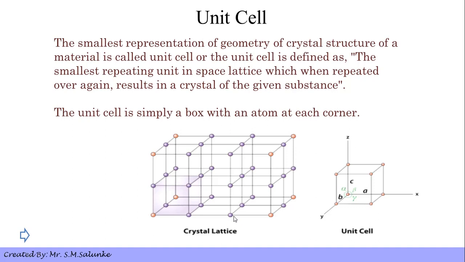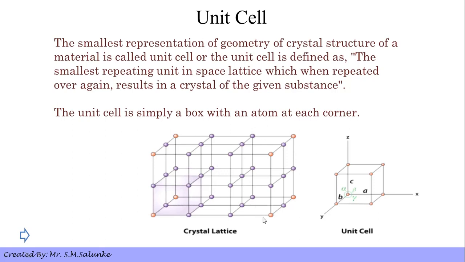So a unit cell, you can say, is simply a box with an atom at each corner. We can understand the basic structure of unit cell from these figures. Multiple unit cells connected combine to form a crystal lattice.